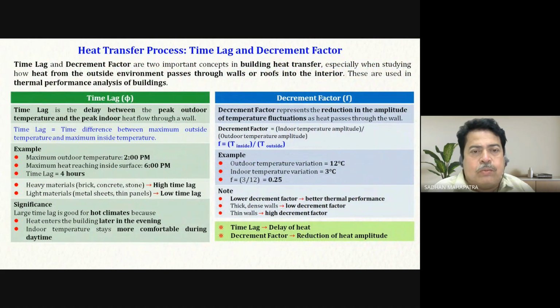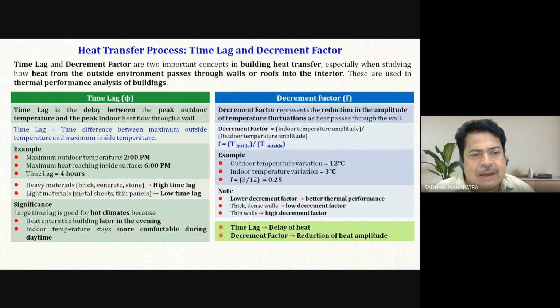Now, there are two important nomenclatures. One is called time lag, another is called decrement factor. Time lag and decrement factor are two important concepts in building heat transfer, especially when studying how heat from the outside environment passes through the wall or roofs into the interior. These are used in thermal performance analysis of the building.